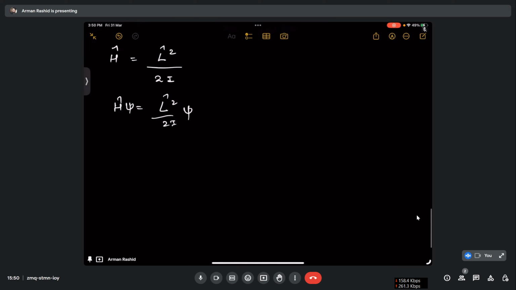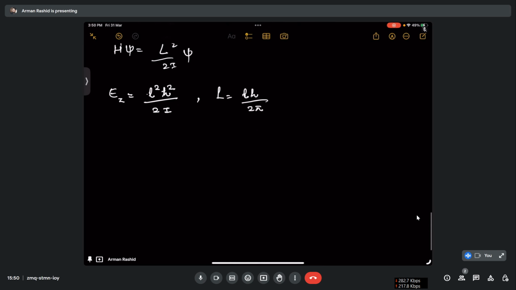And we will get something called the quantum energy of this one-dimensional or two-dimensional rigid rotor whose angular momentum is along the z axis. So the energy will be equivalent to L squared ħ squared by 2I, and the angular momentum is given by L h by 2π. So this is the energy of a quantum mechanical rigid rotor.